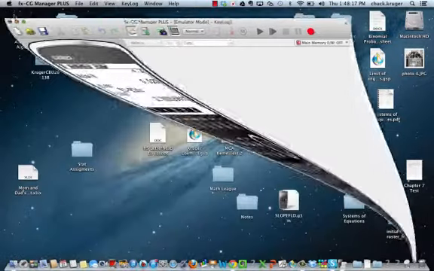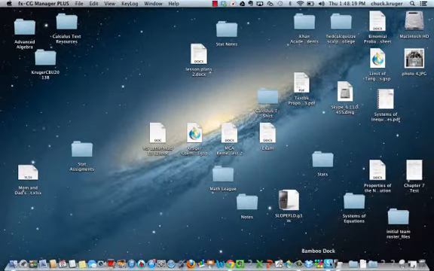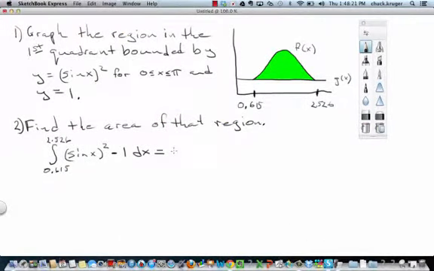I'm going to put this on hold, go back here, get my sketch pad, and what I believe is 2.370. That's the area of that particular shape right there.